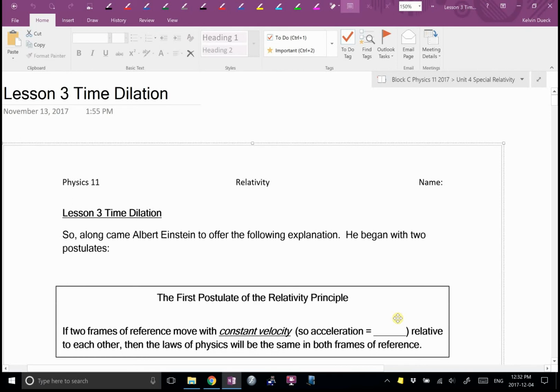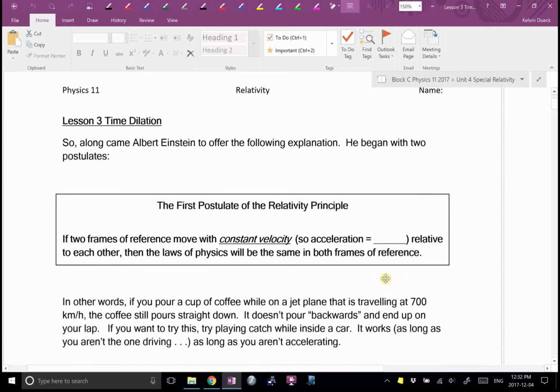So, along came... time dilation is the title of this lesson. We'll talk about what the word dilate means. Along came Uncle Albert to offer the following explanation.